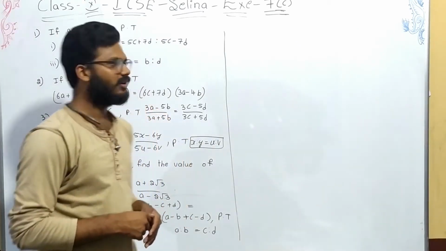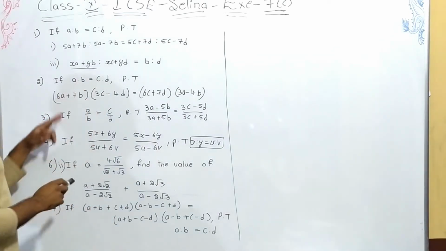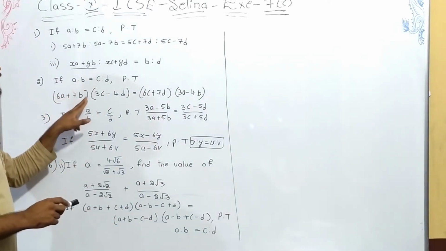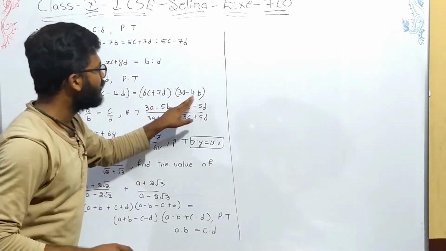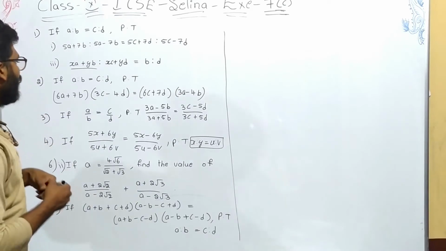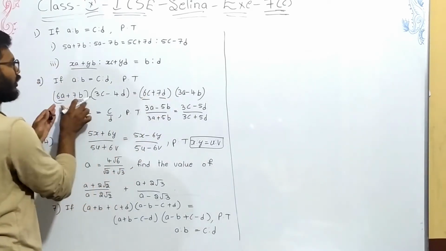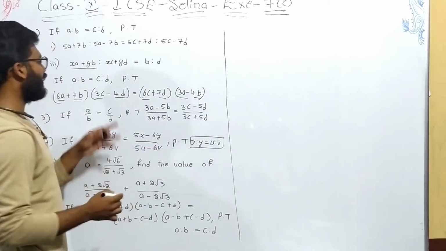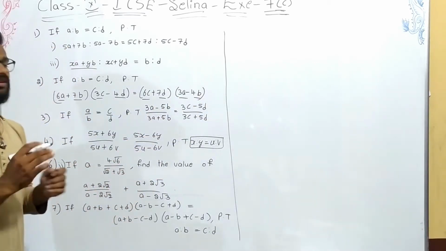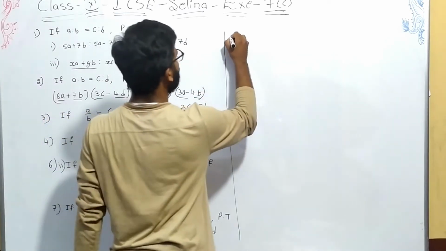Next, see here what I want to prove. If A is to B is equal to C is to D, prove that (6A + 7B) into (3C - 4D) is equal to (6C + 7D) into (3A - 4B). See here, for 6A and 7B and 6C and 7D we have only plus, whereas for 3C, 4D, 3A, 4B there is a minus sign. So we won't get all in the same property, right? So let us see how to prove that one.